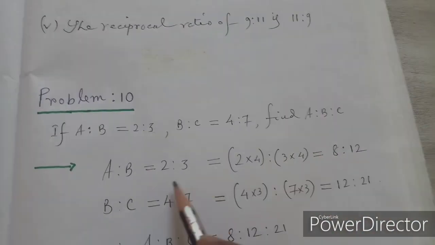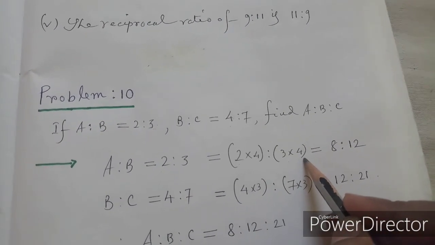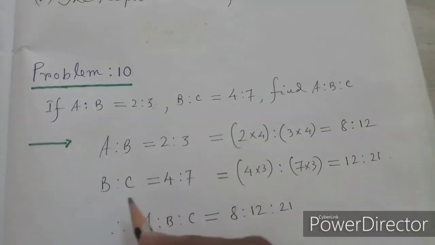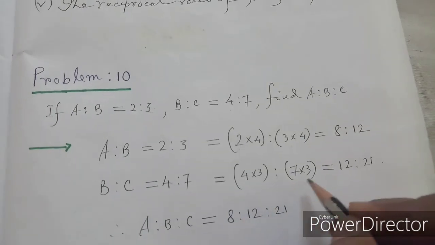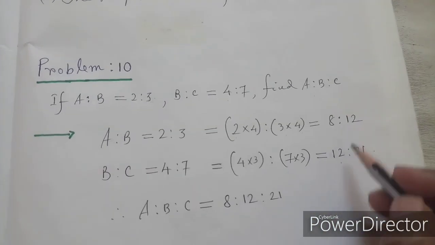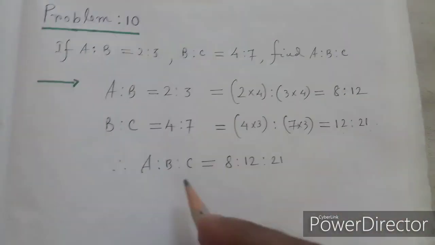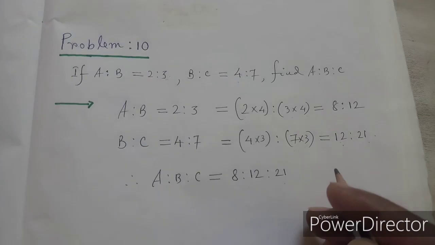That means 2 into 4 is to 3 into 4. Got it? So 8 is to 12, and B is to C, 4 is to 7, that is 4 into 3 is to 7 into 3, that is 12 is to 21. So now the B values are equal. So the resulting ratio is A is to B is to C equals 8 is to 12 is to 21. Thank you so much.